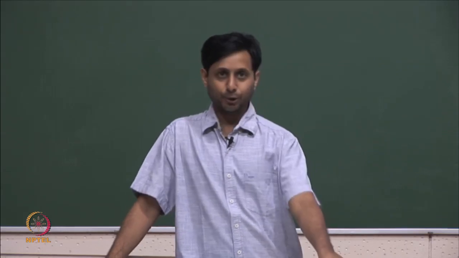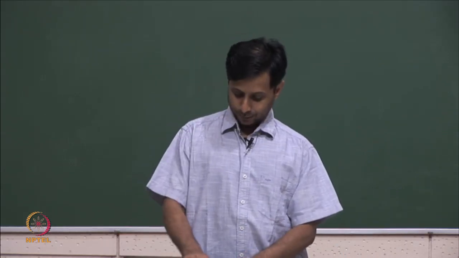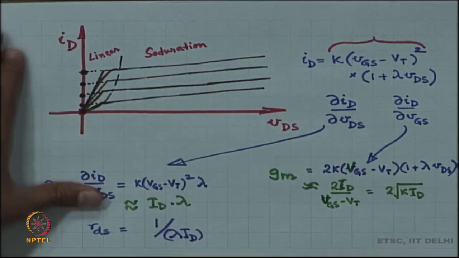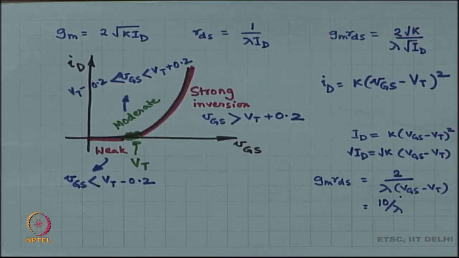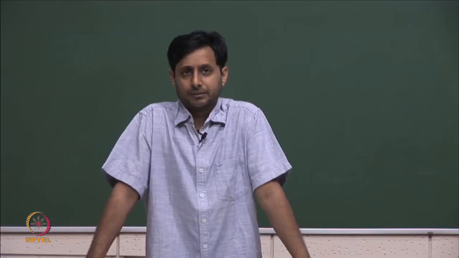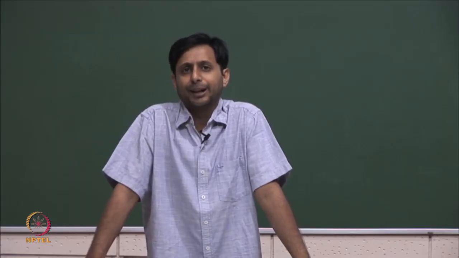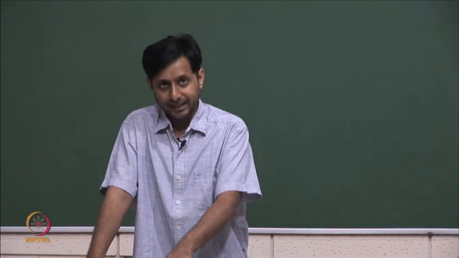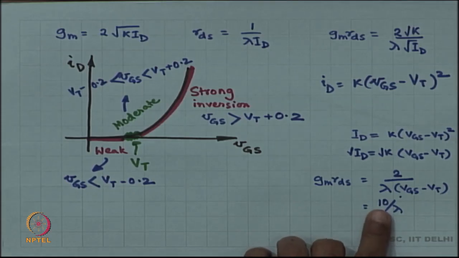Now, what is lambda? Lambda times ID is the slope of this curve. Whatever the bias current is, lambda times ID is the slope of these family of curves. Typical values of lambda are 0.1, 0.05; 0.01 is too low for lambda. This automatically means that 10 by lambda has a limit on how large it is going to be. You will have something like 100 as the intrinsic gain of this particular MOSFET. So far so good? Okay.